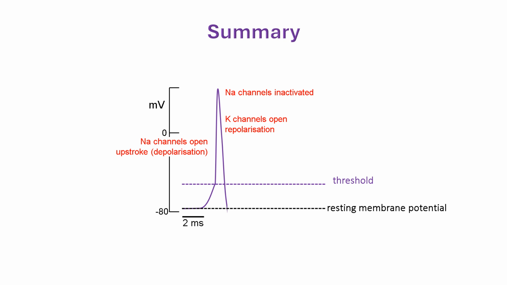The membrane potential returns to rest before potassium channels have had time to close, so potassium efflux continues, causing the membrane potential to overshoot the resting level and become hyperpolarised. The overshoot is short-lived as the closure of potassium channels causes the membrane potential to return to its resting level.